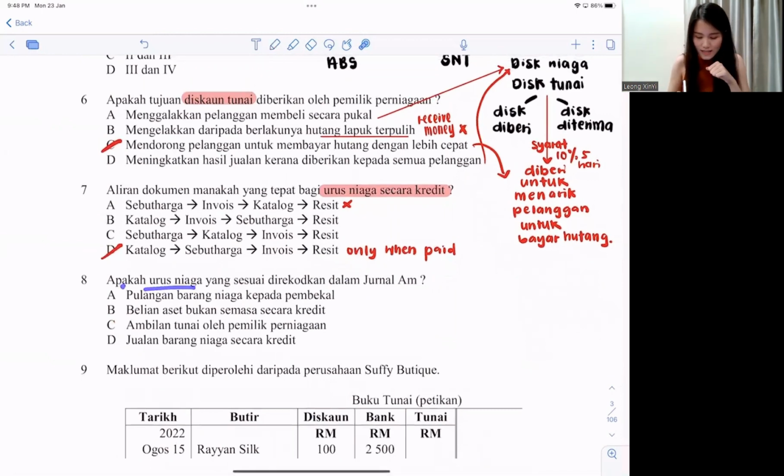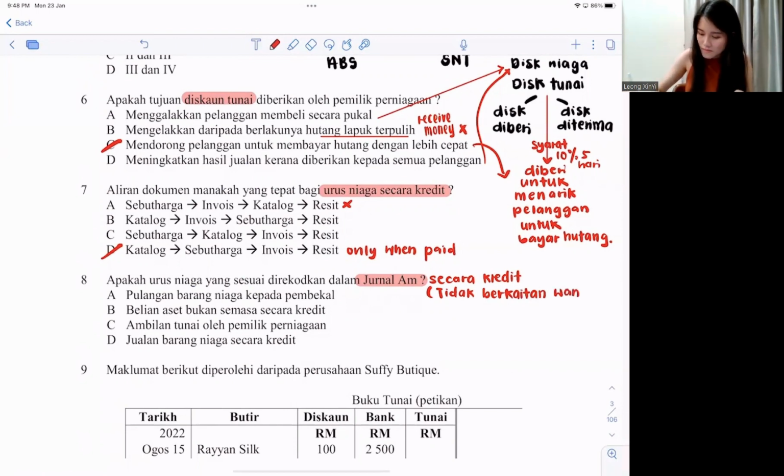Apakah urus niaga yang sesuai direkodkan dalam journal arm? So we're talking about journal arm, guys. We revised a little bit. Journal arm must be things that are secara kredit, tidak berkaitan wang. So if you see anything that is related to tunai bank, you can just eliminate it, okay? You can just eliminate it.